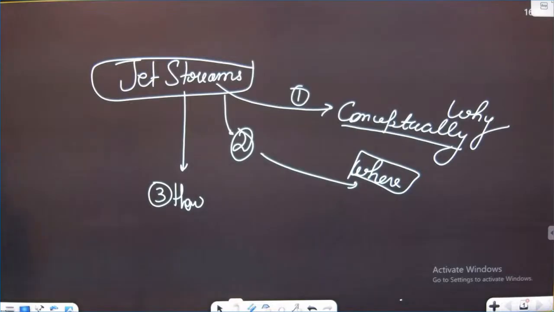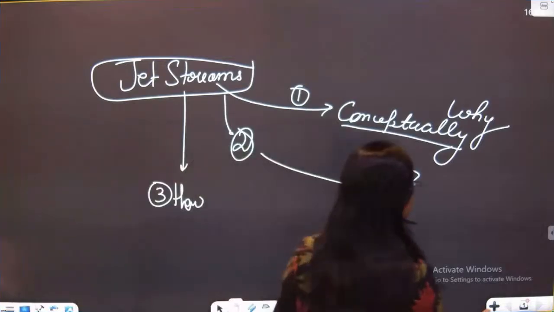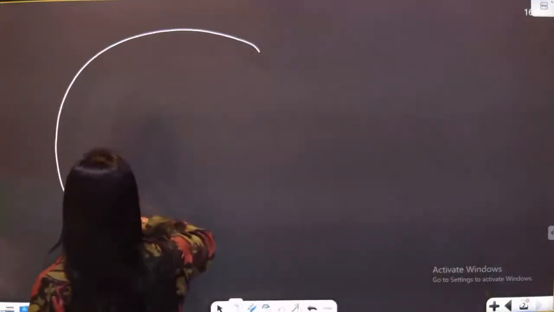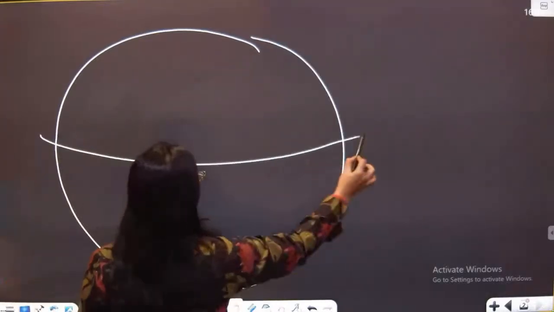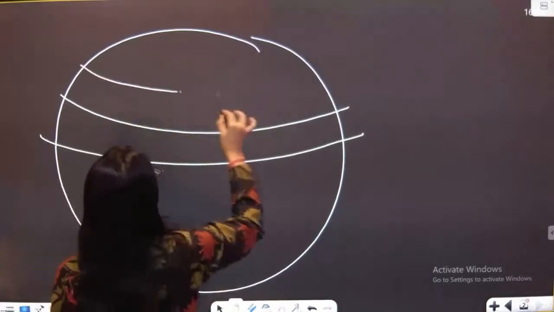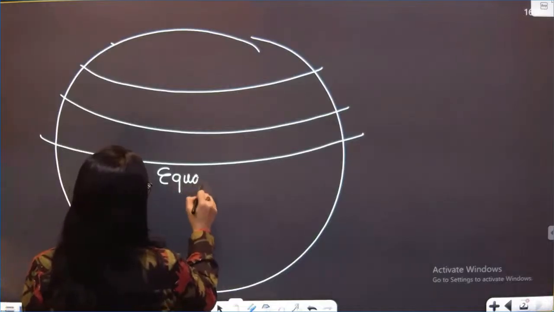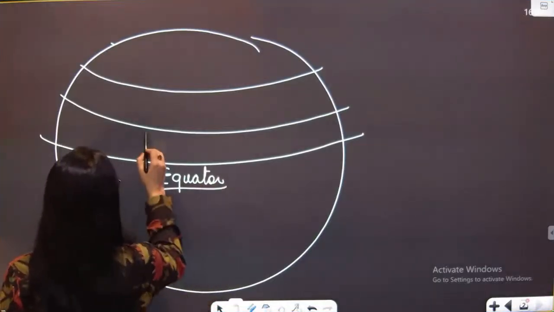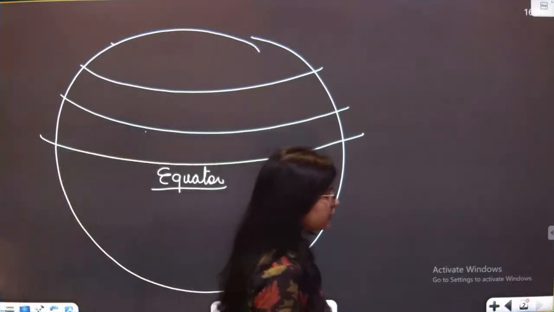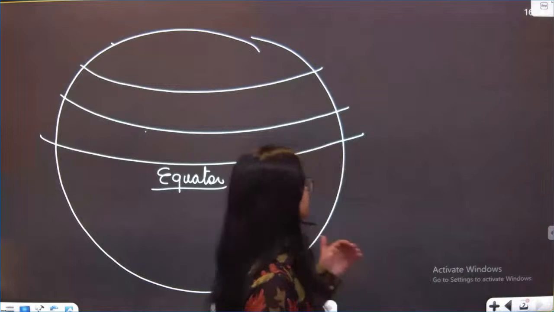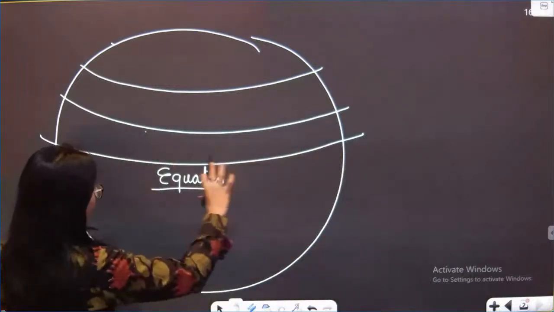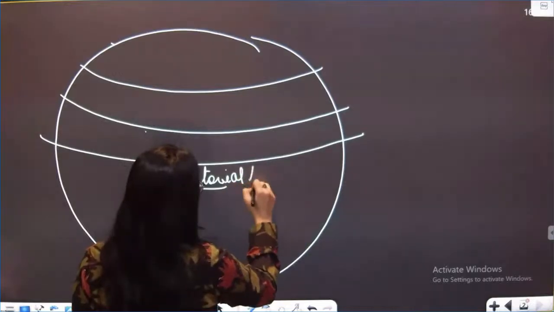So how are jet streams formed? But before the jet stream, you should know two or three things very clearly. First thing is that the winds are also formed like this. So for example, this is the equator. I am drawing a very basic diagram of the climatology in which I'll be just explaining the different sections. So this is the equator. This we call the equatorial low pressure belt.